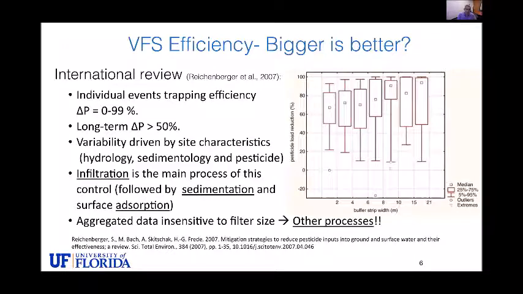Well, in this study, Reichenberger shows that although the long-term efficiency expected on the buffers under good conditions might be around 50%, there is large variability, okay? And that is driven by the specific hydrological, sedimentology, and also pesticide characteristics. Also, the important processes in the buffer are the ones I mentioned before: infiltration, sediment deposition, and then the pesticide characteristics. And the three need to be considered.